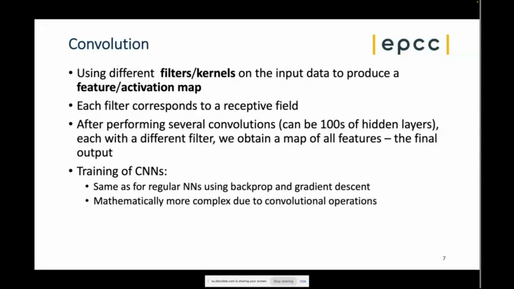How you train these CNNs is the same as for regular neural networks, using backward propagation and gradient descent. It's slightly more complicated due to the convolutional operations, the things that happen between the different layers. The functions are slightly different, the way you calculate one layer from the next. But the idea of doing backward propagation with gradient descent is exactly the same.